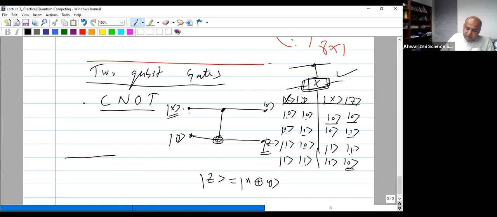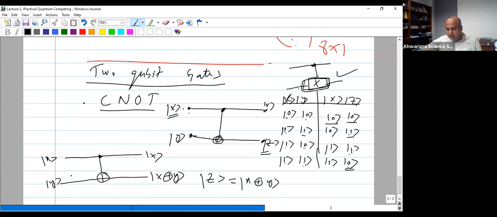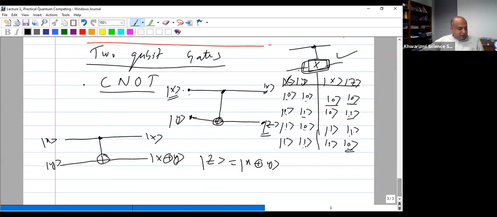So this gate, let me draw it here again. This solid dot over here shows that this is a control qubit. And then this plus is a symbol for modulo two addition. So this input X goes to output as it is, and the target input Y becomes a modulo two addition of X and Y. Okay, so let me give one more example of this application.